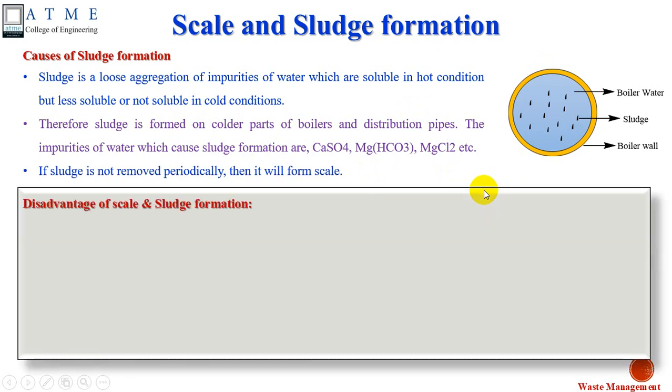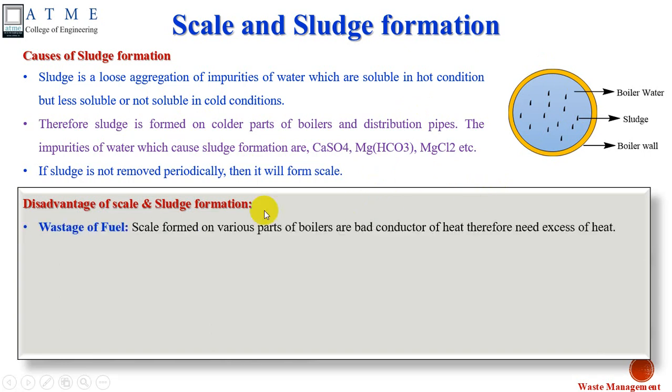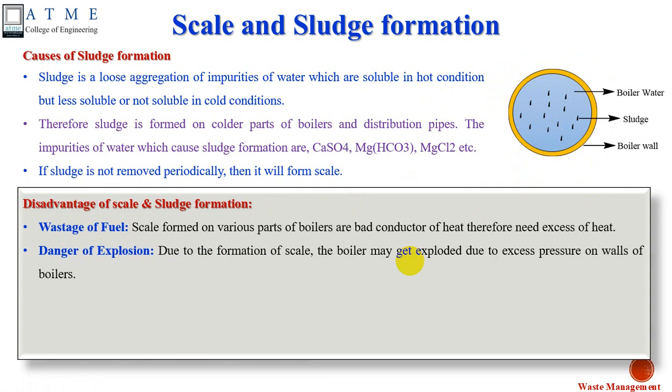Let us see some drawbacks of scale and sludge formation, the disadvantages of scale and sludge formation. There will be wastage of fuel. Since the scale and sludge formed are bad conductors of heat, we need excess heat to boil the water. Hence, there will be wastage of fuel.